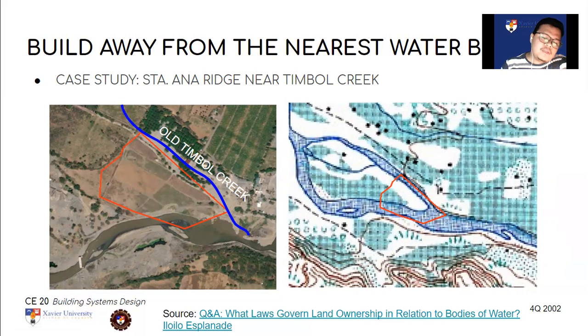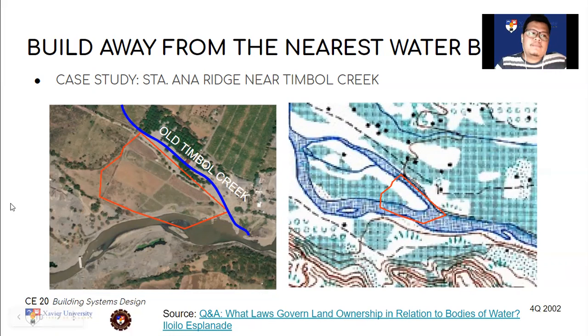So I hope that in your site development plans, you also consider these things. Okay, you cannot develop a land if it's occupying an old water body. And this is bounded by a law. You can check from this source what laws govern land ownership in relation to bodies of water. This is the case of Iloilo Esplanade.